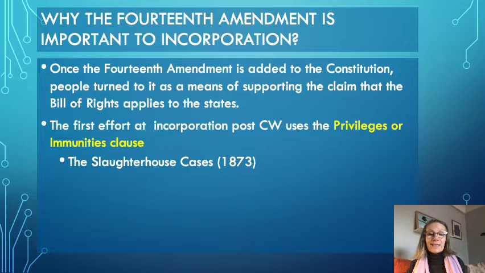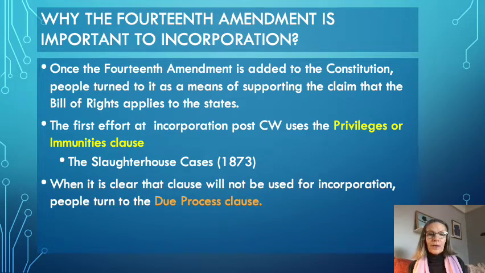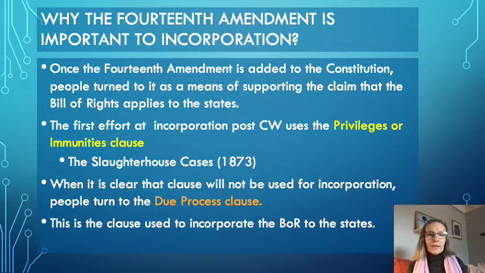So knowing that that is a dead end for incorporation, when it's clear that the Privileges or Immunities Clause will not be used for incorporation, people turn to the Due Process Clause. And it's the Due Process Clause that's used to incorporate the Bill of Rights. Okay. So a lot of preliminary work there, some of that a refresher from last lecture, but that's okay. So let's turn our sights now to the cases, starting with the landmark case called the Slaughterhouse Cases.